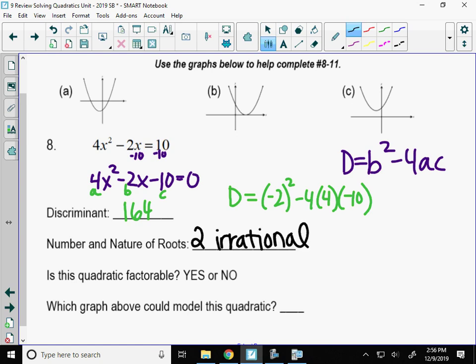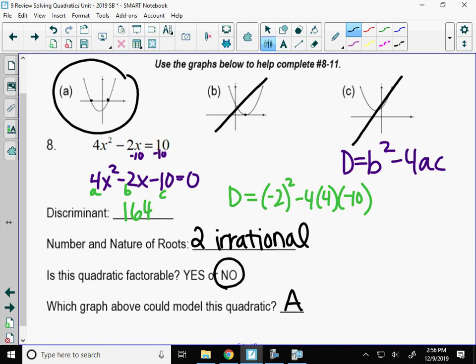You need to memorize these rules. Is the quadratic factorable? No, not if you have irrational roots. And which graph would have 2 irrational roots? Well, C has no roots, B only has 1, A has 2 distinct roots. Not sure if it would be rational or irrational, but A would be representative of that graph potentially.